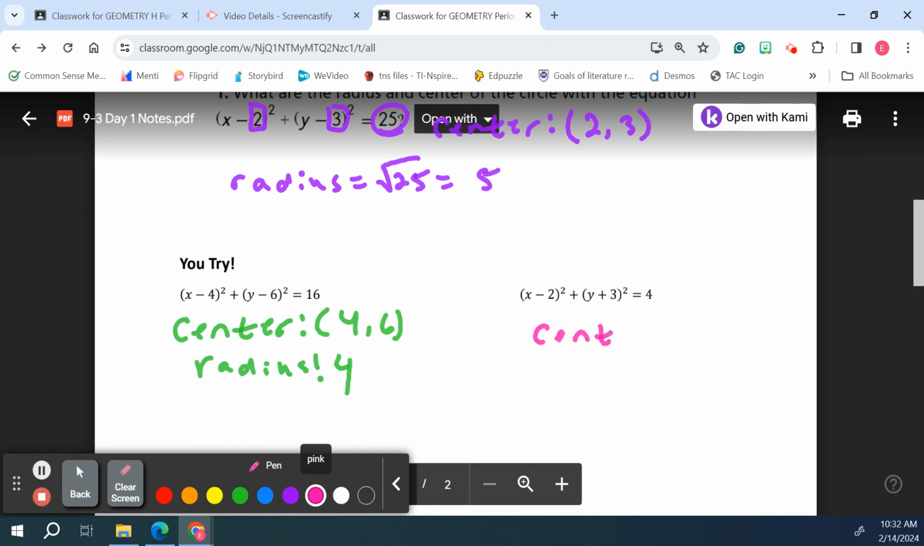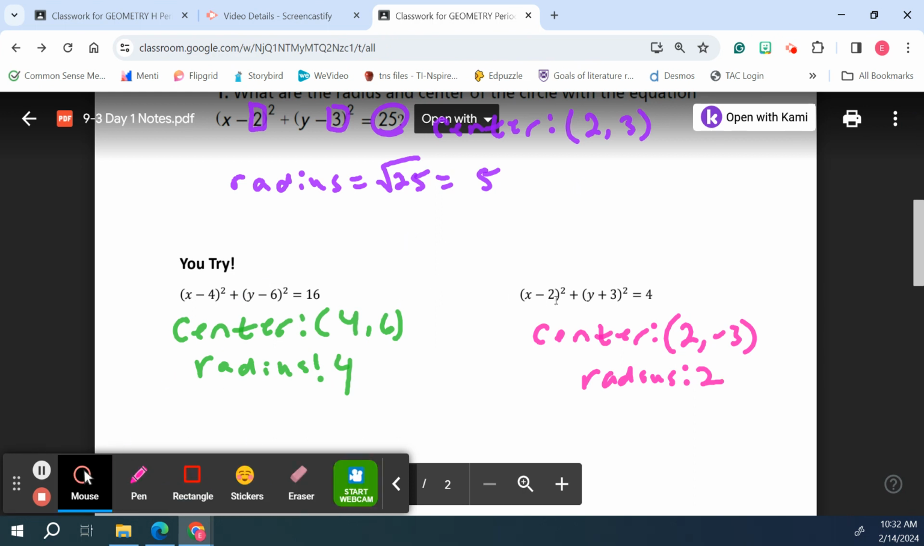All right, second one. Center is what? Good. Very good. 2, negative 3. And what is the radius? Roden, since I missed you, what's the radius going to be? 2. Perfect. All right, so we're identifying well. Any questions on the identification part?